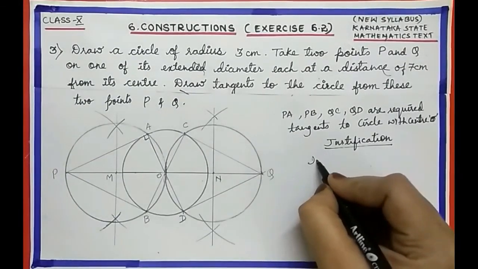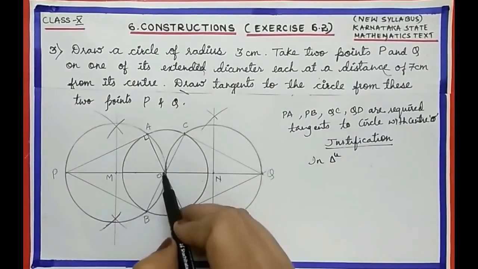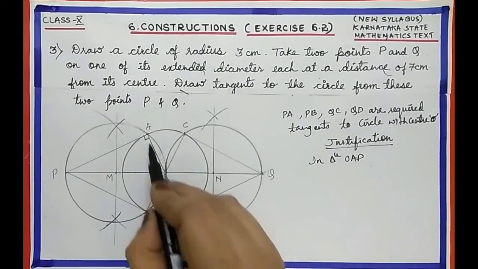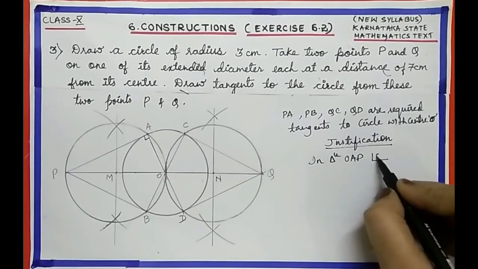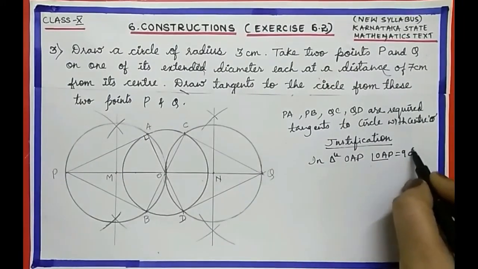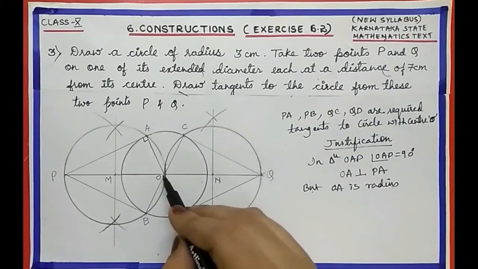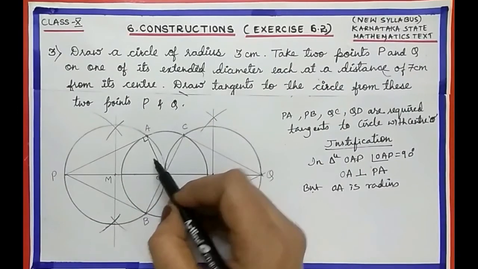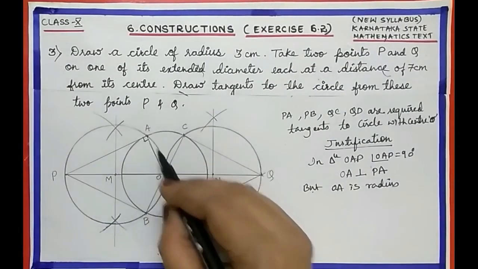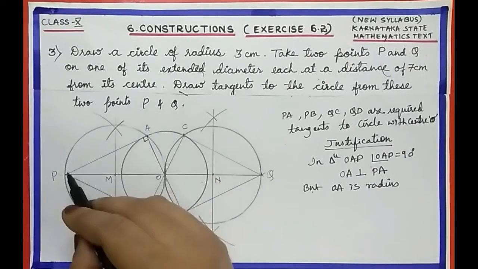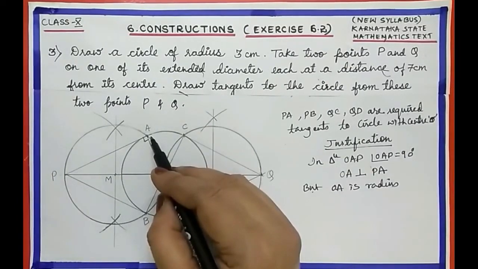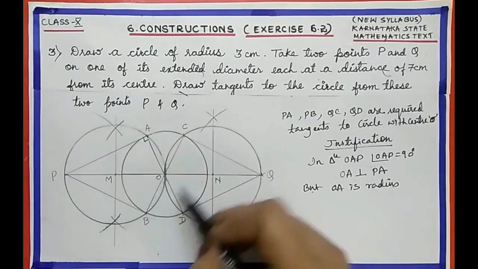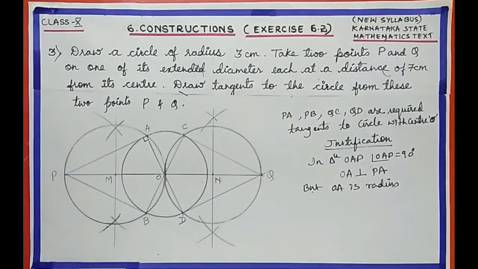So what we can write? In triangle OAP, angle OAP is equal to 90 degree. But we know that OA is radius of the circle. If this is radius and the line PA is perpendicular to this radius, so what we can say? This PA is tangent to a circle, because a line perpendicular to the end of the radius on the circle must be tangent to the circle.